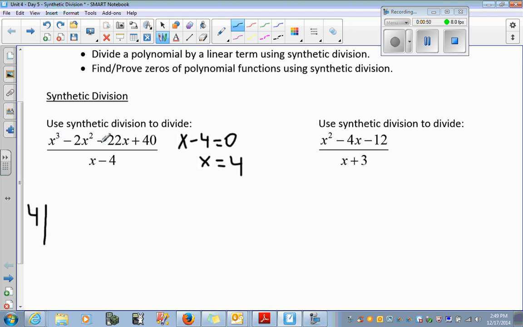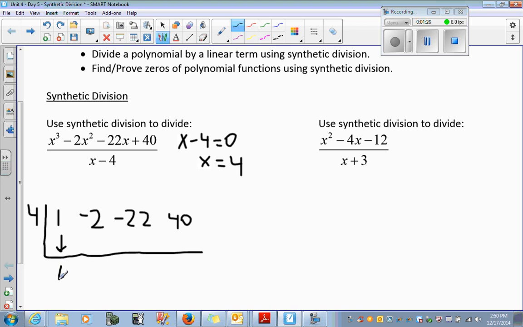I'm going to take this particular polynomial and I'm going to write it in numerical form. So we're going to have 1x cubed minus 2x squared minus 22x plus 40. So this is what we're going to divide. Now the steps we're going to take in order to divide, we're going to take the first number, whatever it happens to be. In this particular case, it happens to be the 1. We're going to bring the 1 down. And that's the first number we're going to use.